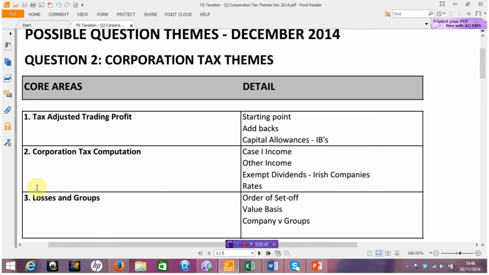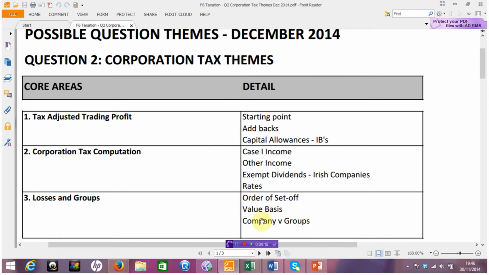The third part here is losses and groups. I'd be very surprised if losses aren't examined from a corporation tax perspective. Maybe groups less likely, but certainly examined in the past. I think the key area here is losses, and we need to be familiar with the order of set-off and the little rules and nuances, compared to losses for individuals. The value base is obviously key for us within corporation tax. We need to know what that is and how to apply it.